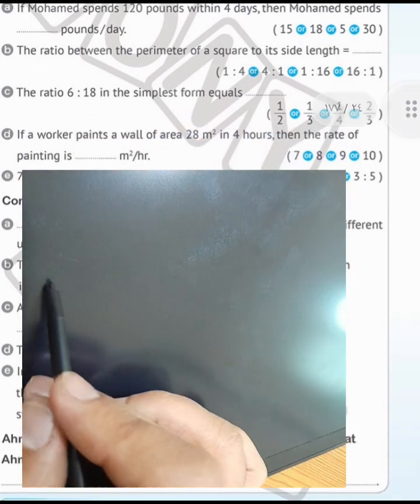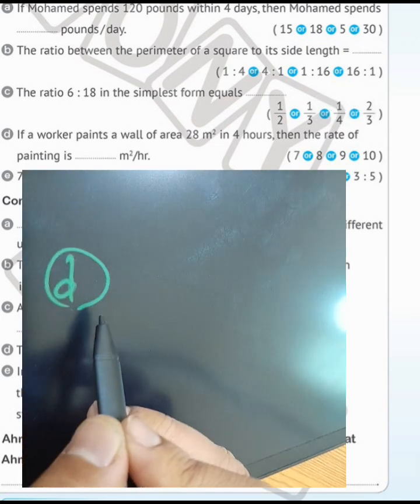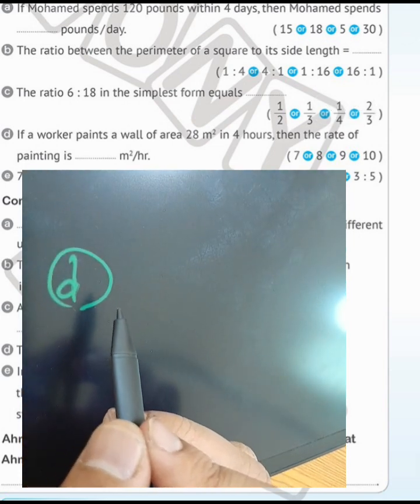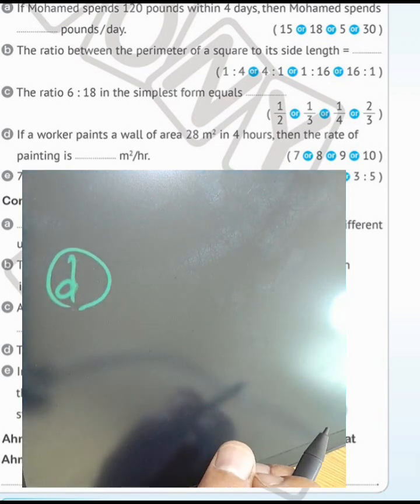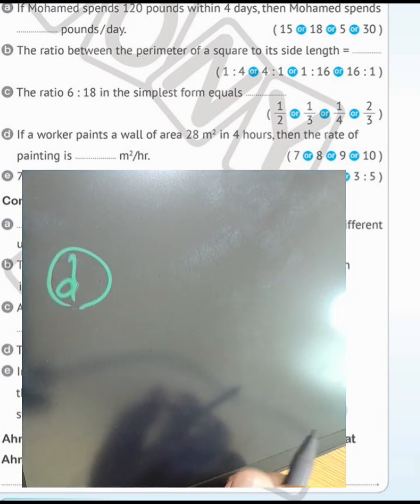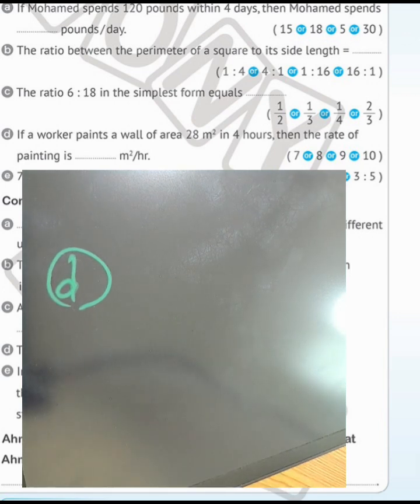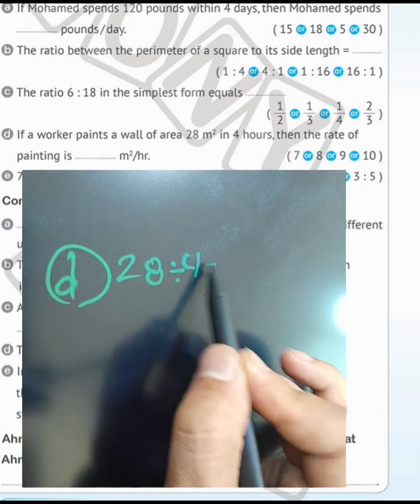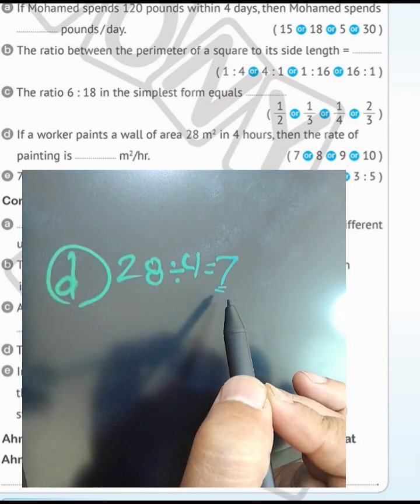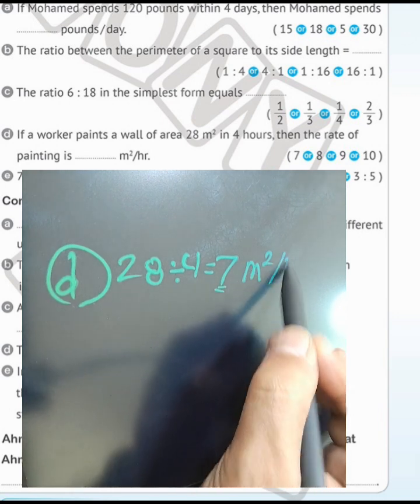Question letter D. If a worker paints a wall area of 28 square meters in 4 hours, then for the rate of painting, we can divide to find in 1 hour what is the area, right? 28 divided by 4 equals 7, and the result will be 7 square meters per hour.